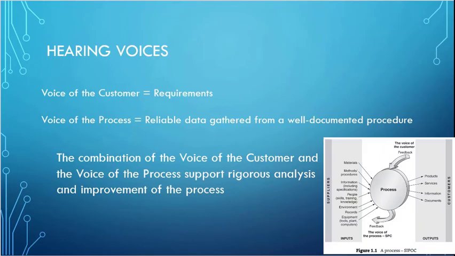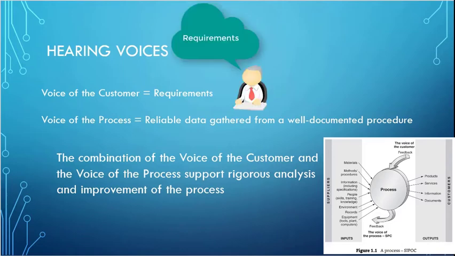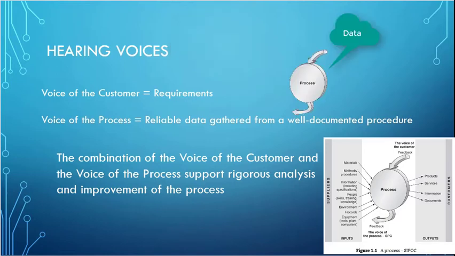The two other bigger arrows in this diagram are the voice of the customer and the voice of the process. The voice of the customer is really our requirements. That's what we're trying to do. The voice of our process is the reliable data that we've gathered from a well-documented procedure. So what this means is that we're going to measure how the process is doing and what it is producing and compare that to the requirements that the customer has given us, and that's going to give us a rigorous analytical way to improve the process.